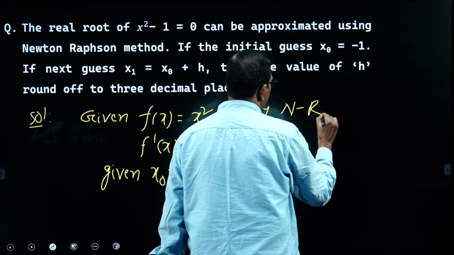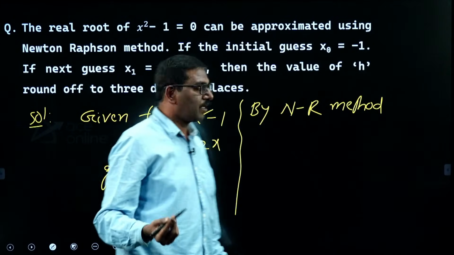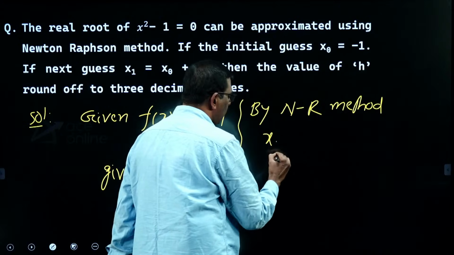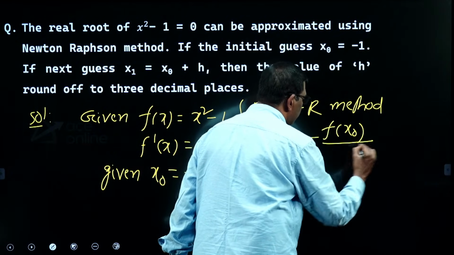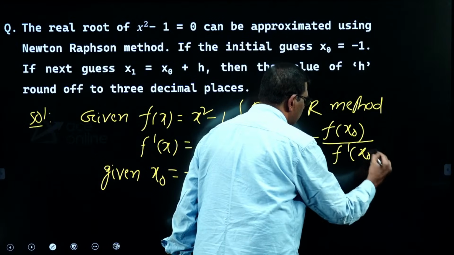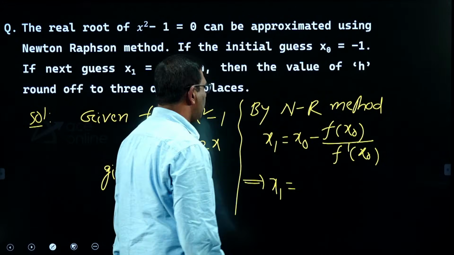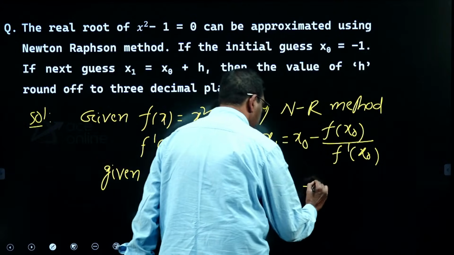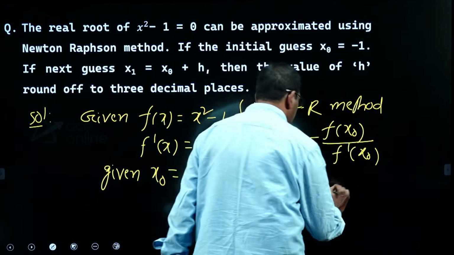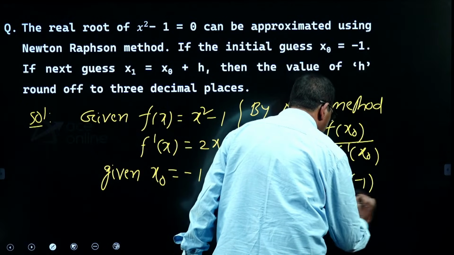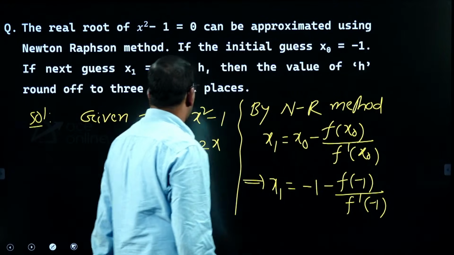What is the NR method formula? NR method means Newton-Raphson method. By NR method, what is x1? x1 is nothing but x0 minus f of x0 by f dash of x0, or not? That implies x1 is equal to, what is x0? Minus 1. x0 is minus 1. What is f of x0? So, f of minus 1 by f dash of minus 1. Is it?